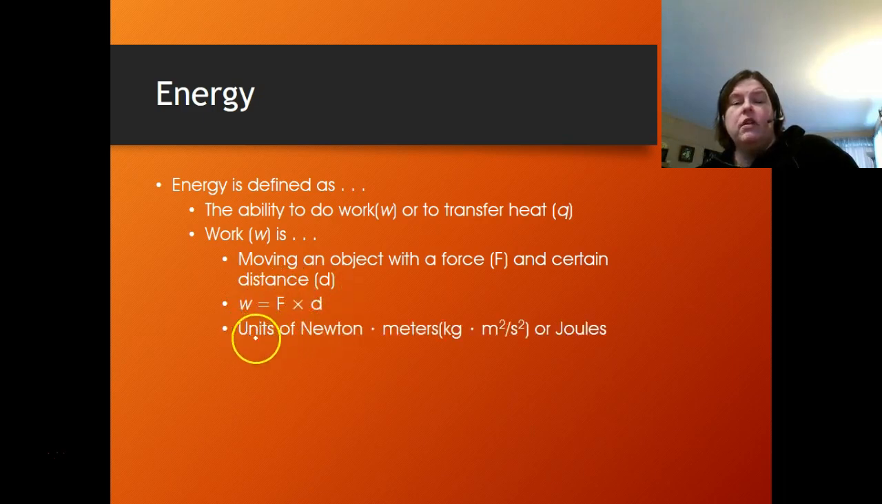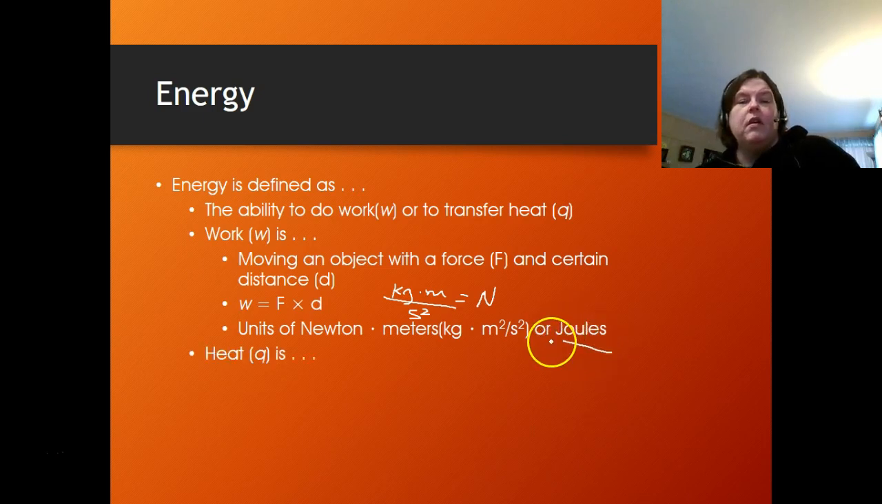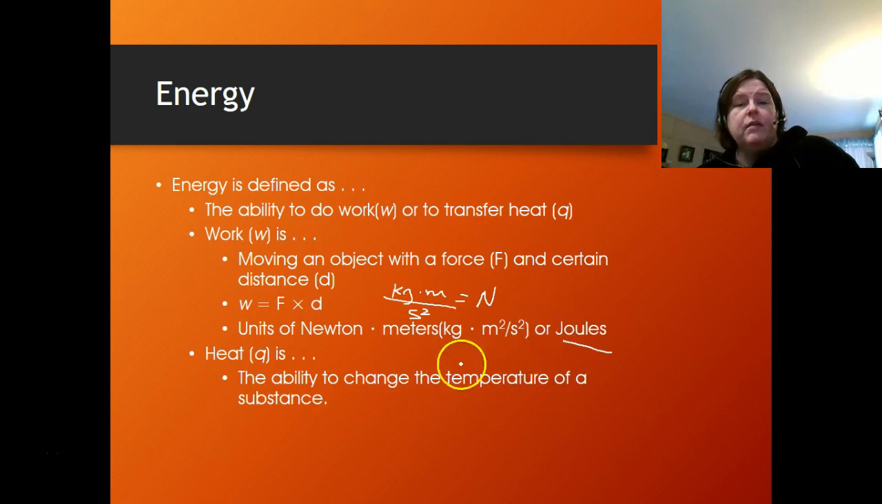And we have units of newtons, which is the unit of force, and meters for distance. But in terms of units, that also breaks down into kilograms times meter squared per second squared, because a newton is a kilogram times meter per second squared. That's a newton, right? So that all equals joules, which should be somewhat familiar. Heat, on the other hand, is something a little different. It's the ability to change the temperature of a substance. It has units of joules, which don't have to be translated.